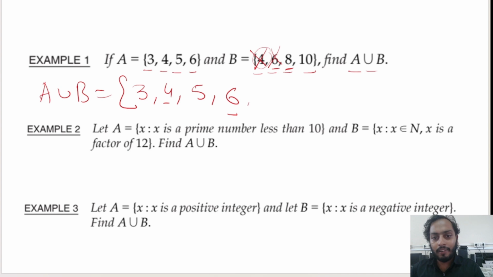What is the next element? 8. And you can see 8 is not here. So 8 will come here. Next is 10. 10 is not here. So 10 will come here. That is my set, which is ready, representing A union B. The combination of A and B. The elements which are coming either in A or B. That's ready. That's the A union B. I hope you understood.